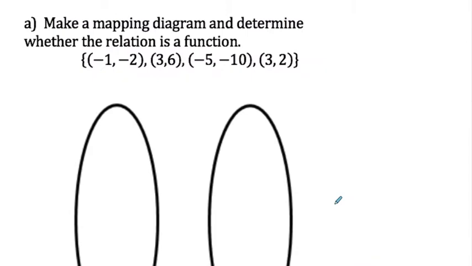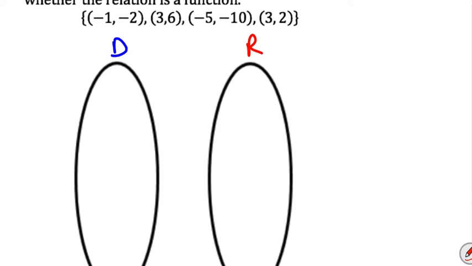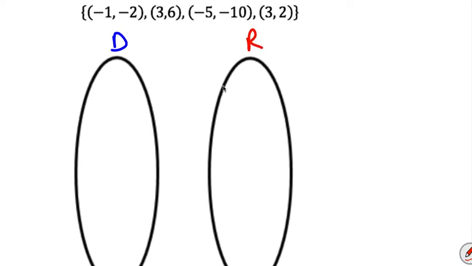All right, so let's first of all make a mapping diagram. Now remember, our first bubble is our domain, and our second bubble is our range. All of the numbers in the domain will be written down in order from least to greatest. So here's the numbers in my domain. We have -5, -1, and then 3 in that order. Now look, there's 2 3s, but I'm not going to write both of them. I'm going to write -5, -1, and 3, just like that.